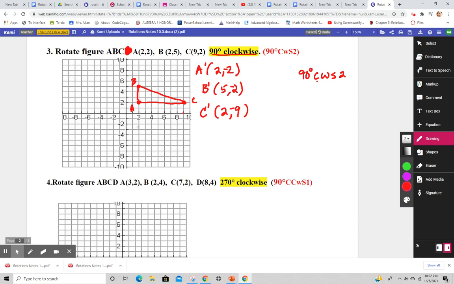And that's it. Now let's go ahead and plot those points. 2 down 2, that would be here, that's A prime. 5 down 2, that's here, B prime. And 2, 9, that would be over here, C prime. Okay, so that's a 90-degree clockwise rotation. All right, let me go back to number 2.